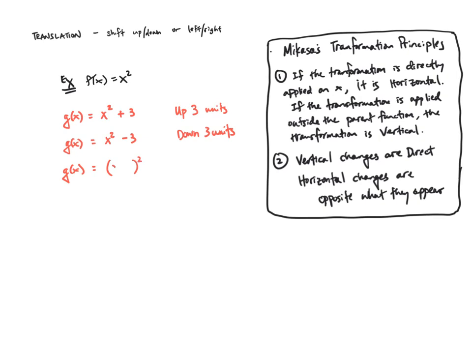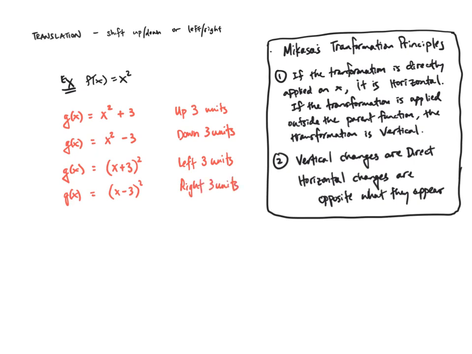So if I put a plus 3 here, now here's where my principles come into play. You see that I'm putting a plus 3 directly on the x, so I know I'm shifting the graph horizontally. But my second principle says that it's always the opposite of what it appears. So instead of going 3 to the right, which is maybe what you would think because it's positive, it's actually going to go to the left. So this is left 3 units. And then, of course, if I have a minus inside the parentheses, this will move things to the right 3 units.